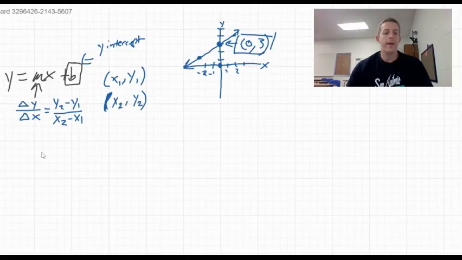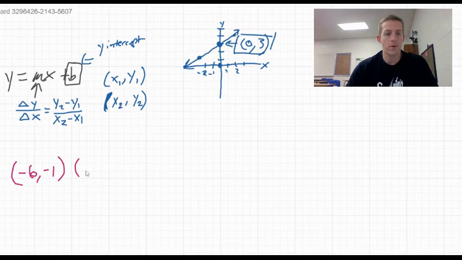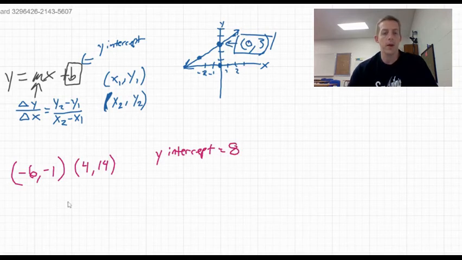Here we have, let's say we were given a point. It was -6, -1. And the second point was 4, 14. We were told that the y-intercept was 8. So with that information, we can go ahead and write our equation.